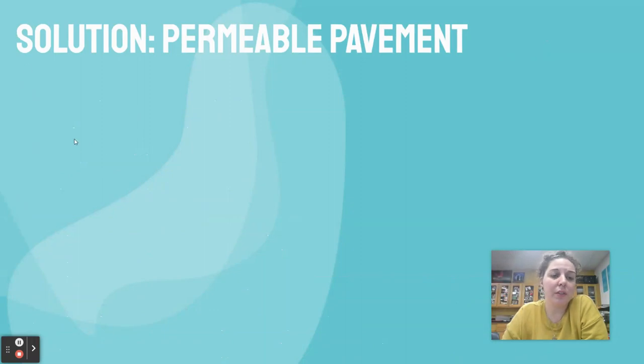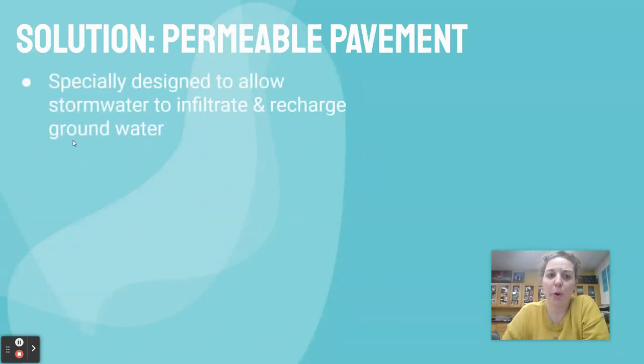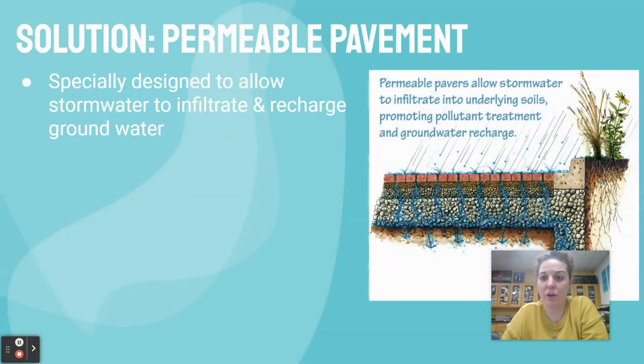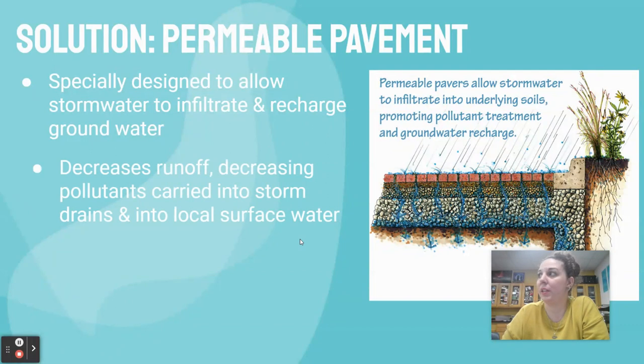So let's talk about some solutions. The first solution is what we call permeable pavement, which is just specifically designed pavement that allows stormwater to infiltrate through it, and that allows the groundwater to be recharged. So when I say permeable pavement, that's just pavement that has these pores in it that's going to allow the water to actually drip through instead of just running off. This is going to decrease runoff.